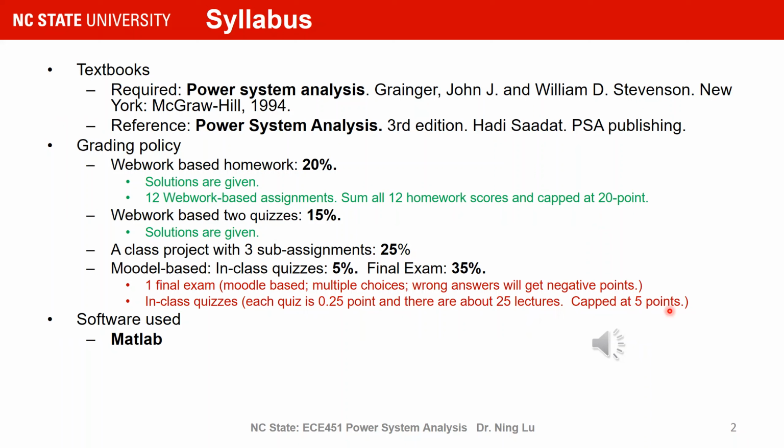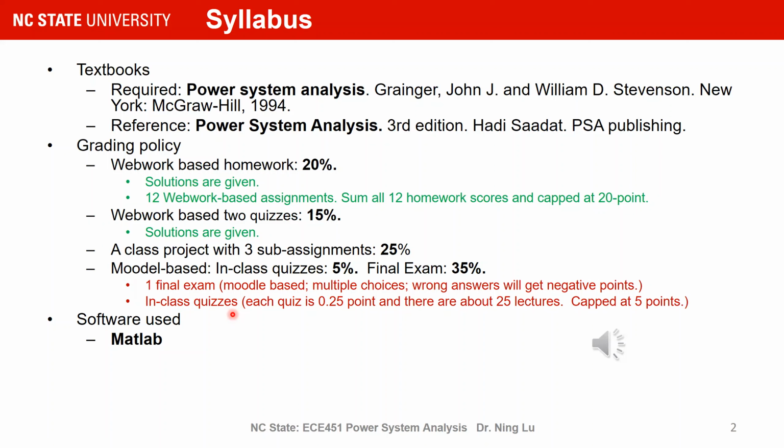The final exam is 25 points. It will be Moodle based. All the in-class quizzes and final exams are multiple choice questions. It is on Moodle, so you select the answer and then you will see the result. In the in-class quiz, there will only be 3 problems, and they are common sense questions. It won't require you to do calculation. But in the final exam, these multiple choice questions will require you to do computation.